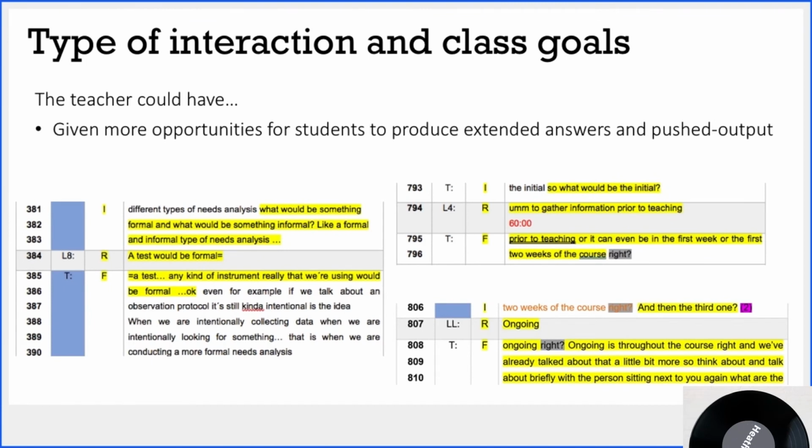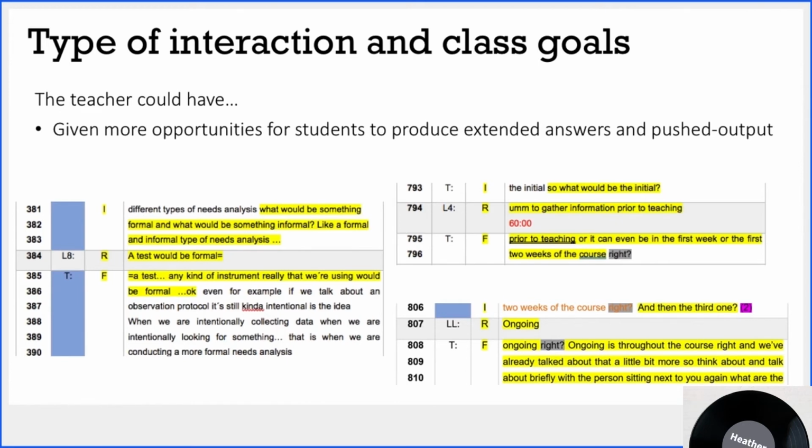The teacher could have given more opportunities for students to produce extended answers and pushed output. It would have been favourable for students' language development if the teacher had elicited extended answers rather than repeatedly accepting short answers and expanding on them herself.